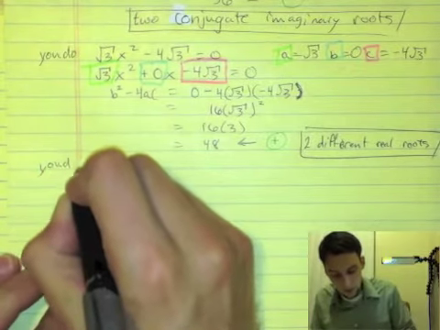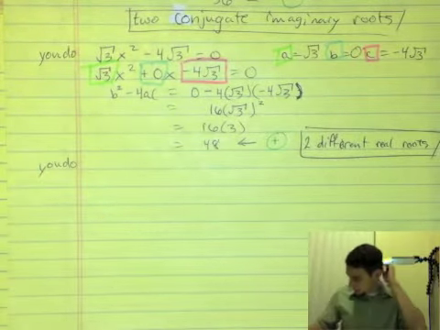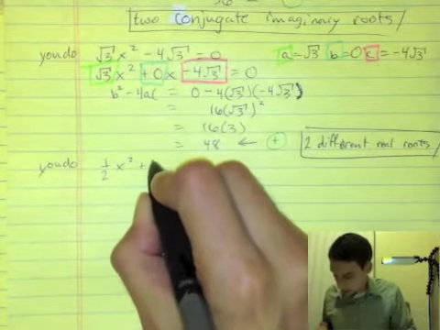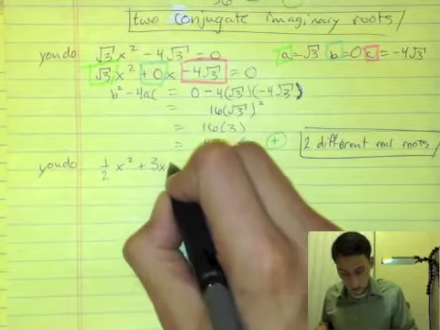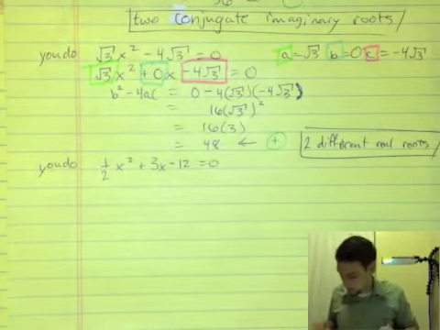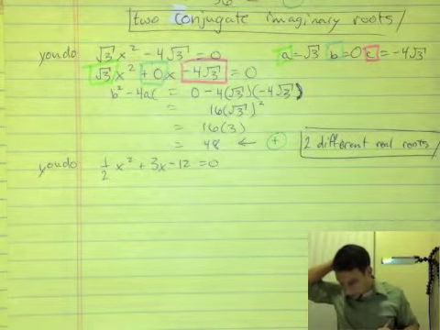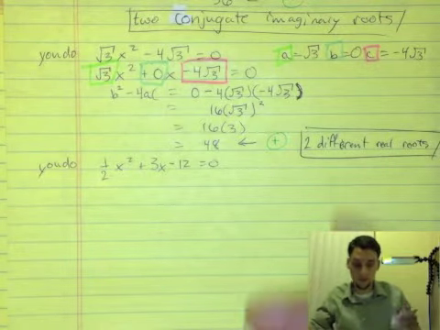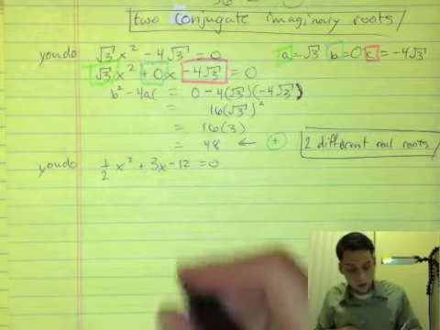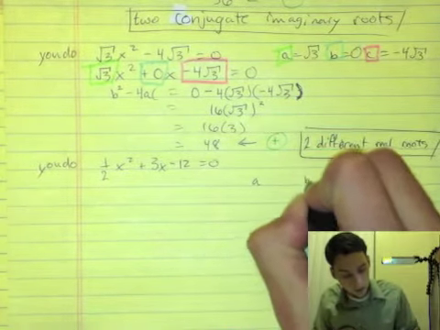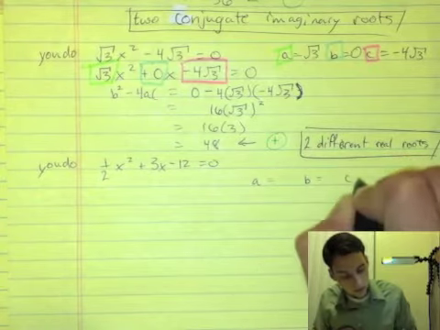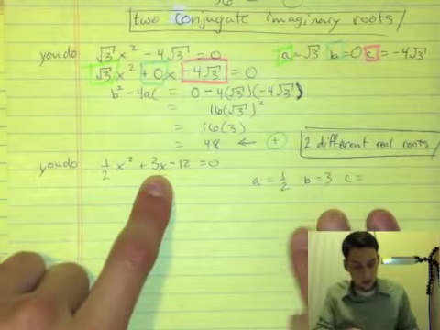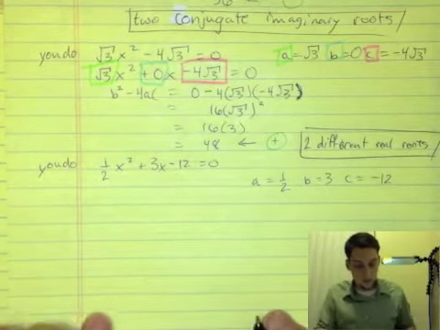So another you do. 1/2 x squared plus 3x minus 12 equals 0. This is already in standard form. Pause it now, and you can work on it on your own, and I'll work it out right now. A, B, and C is what we need to find, since it's already in standard form. A is 1/2, B is 3, C is negative 12.